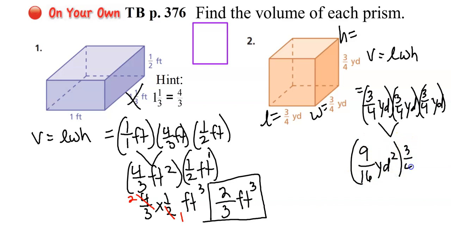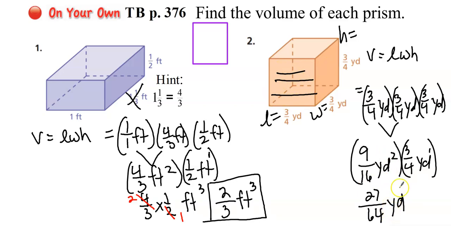And now I'm going to multiply by the third dimension. 9 times 3 is 27. 16 times 4 is 64. And yard squared times yard to the first power, right? So I've got 9/16 of a yard in each layer. And then I'm going to multiply it by 3/4 of a yard, and I get 27/64 yards to the third power. This also is really hard to picture because it's less than 1 full yard.